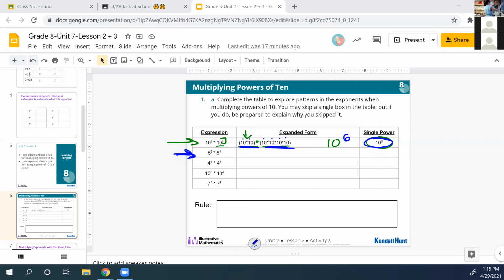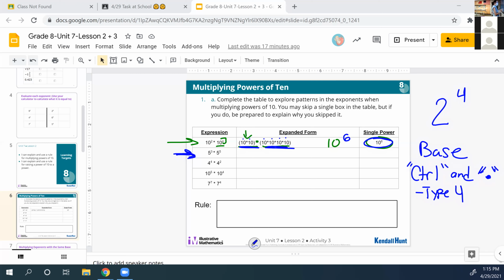And remember, when we write exponents, like if we want 2 to the 4th, we type our base, then we hit control and the period, and then we type our exponent, type 4, and then to bring it back down, we hit control period again.